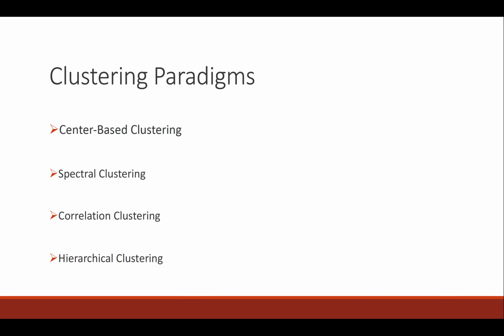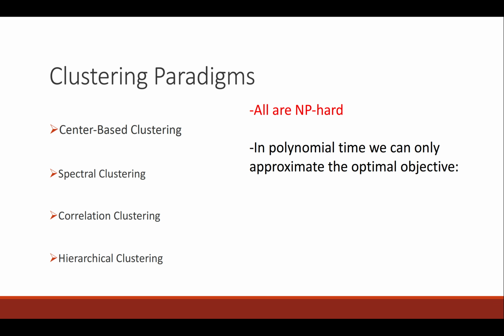Okay, so these are the clustering paradigms which we spoke about: the center-based, the spectral, the correlation, and the hierarchical clustering. Now, it turns out that all of them are actually NP-hard, and because they're NP-hard, we would not try to solve them optimally in polynomial time.